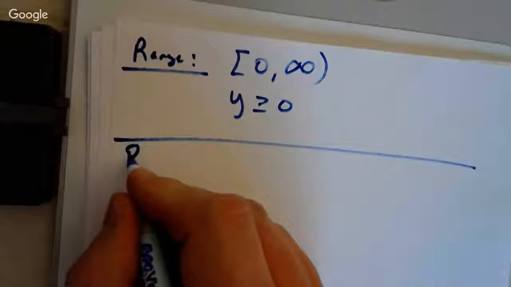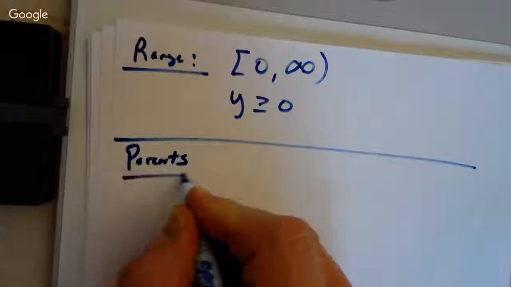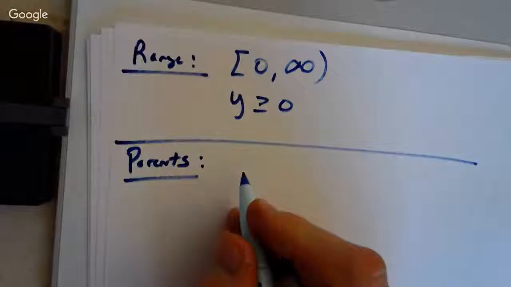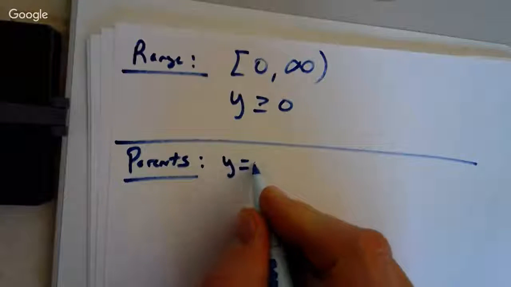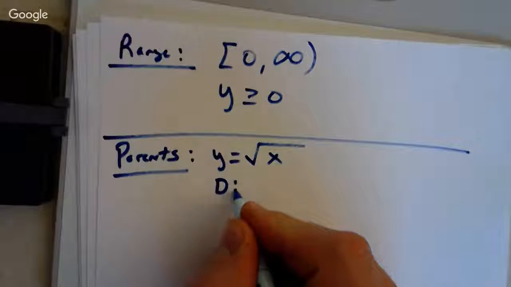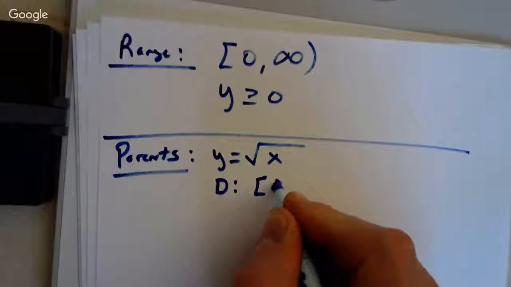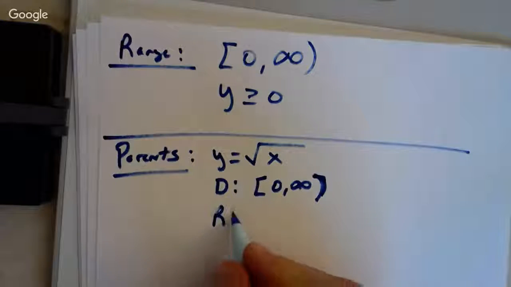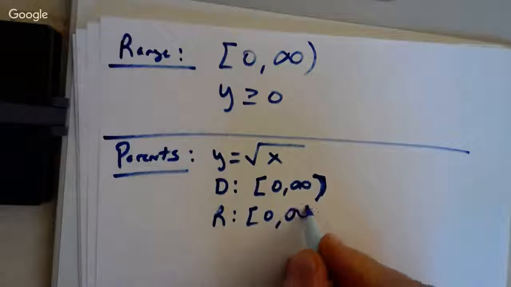So now let's talk about parents. Our parent graph for a quadratic is y equals x squared. Our parent graph for a radical is y is equal to the square root of x. That has a domain of 0 to infinity and a range of 0 to infinity.